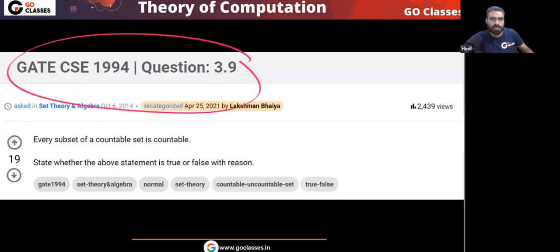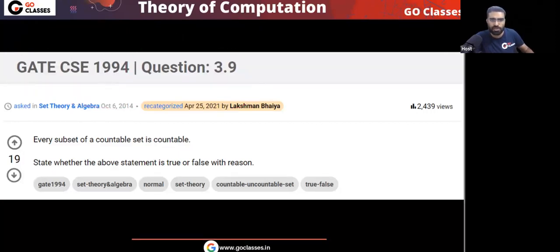Let's solve this question. This is a GATE Computer Science 1994 question. Every subset of a countable set is countable. This we already know, right? Yes or no? So this statement is true. You can state whether the statement is true or false with a reason. What reason can you give? This statement is true: every subset of a countable set is countable. And what is the reason that you will give?